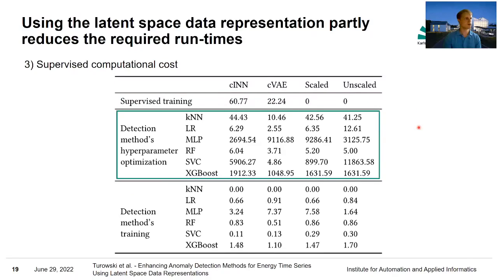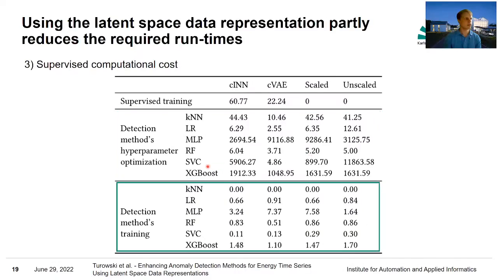So if we have a look at the hyperparameter optimization, we see, for example, for the MLP, that performing a hyperparameter optimization on the latent space, CINN latent space, requires less time than on the scaled data representation. However, for other representations, it's about the same or even higher.